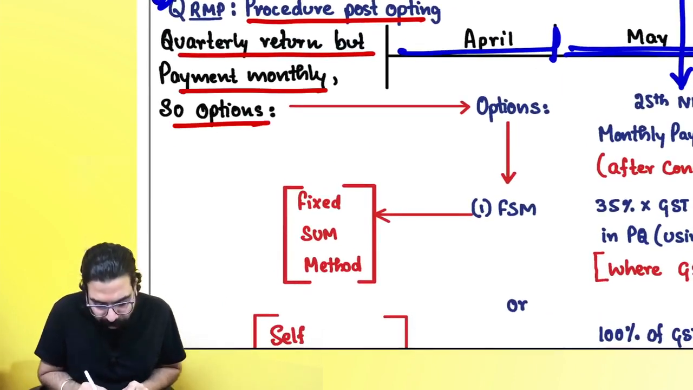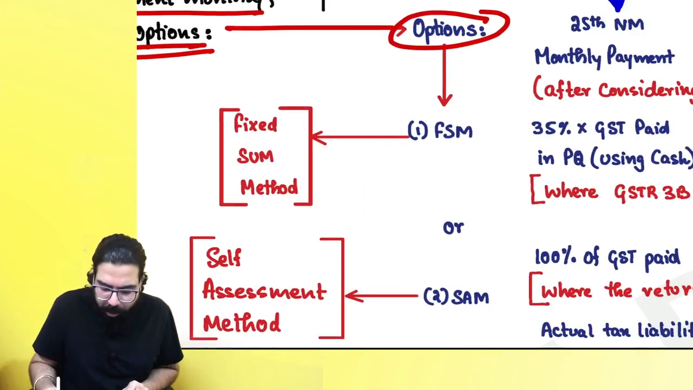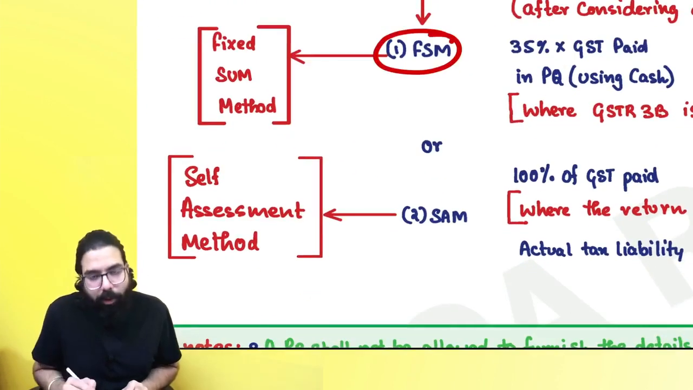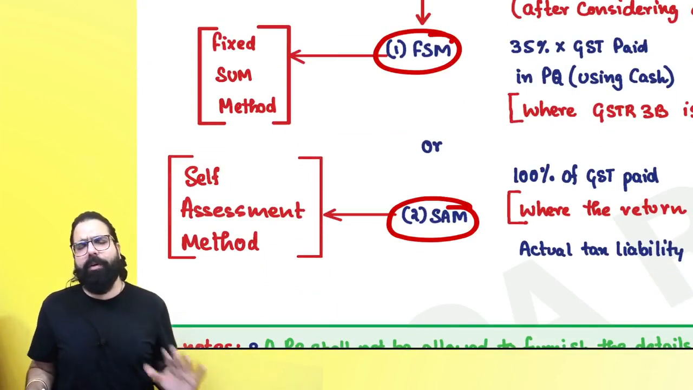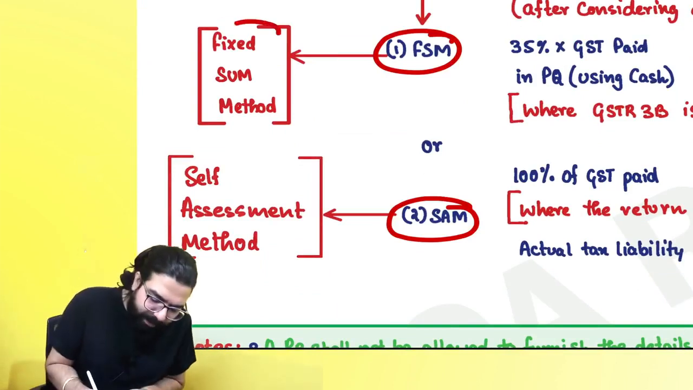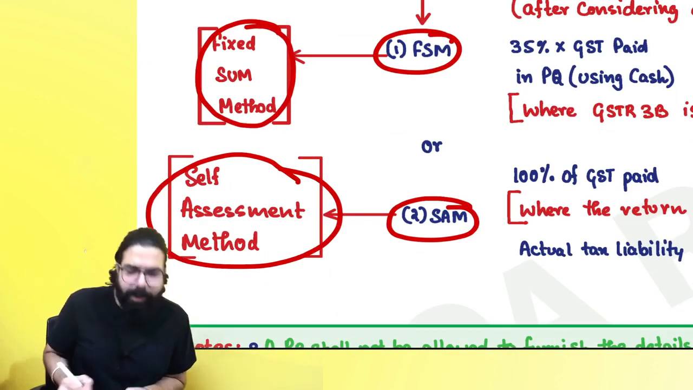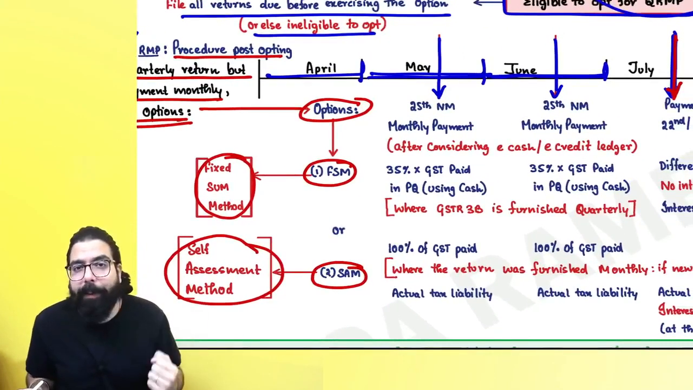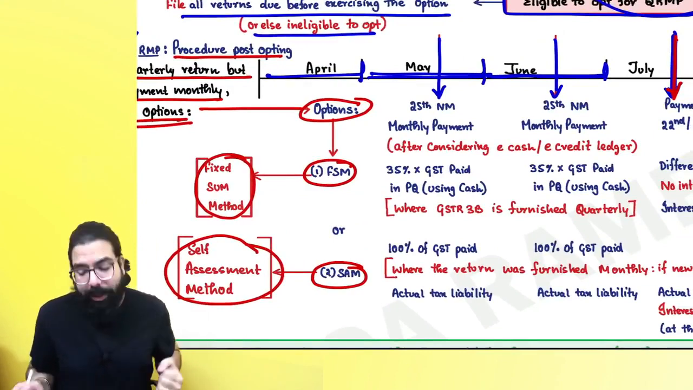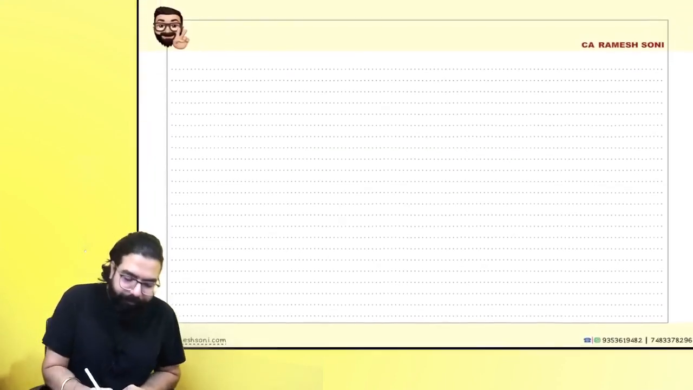The options given by the government are, number one, the fixed sum method, and number two, the self-assessment method. Government told, listen to me very carefully. Fixed sum method and self-assessment method, two methods were given by the government. Sir, how to make the payment monthly? Government told, do one thing, everyone.